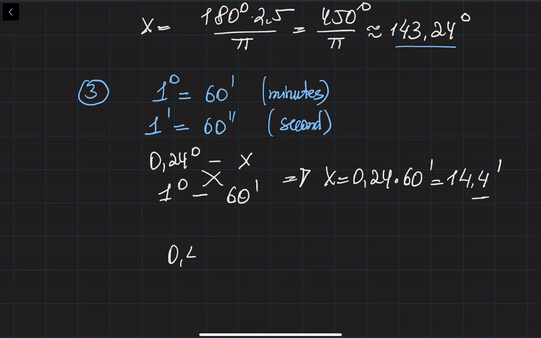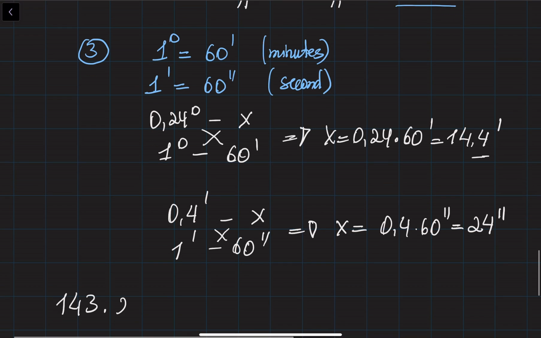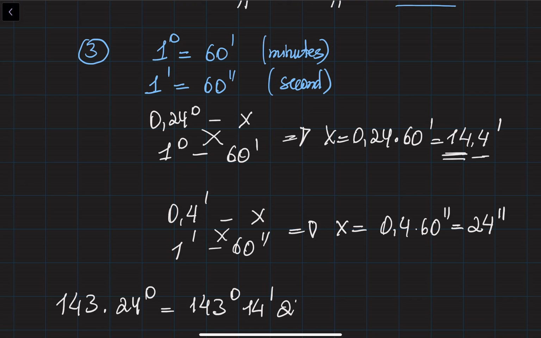I would like to understand the representation of 0.4 minutes in terms of seconds by noting that 1 minute is 60 seconds. Again, I can find the x by proportions. From here, x is equal to the multiplication of 0.4 by 60 seconds, which is equal to 24 seconds. So essentially, 143.24 degrees can be written as 143 degrees, 14 minutes, and 24 seconds. This is how we transform radians into degrees, then the degrees into minutes, and then the minutes into seconds.